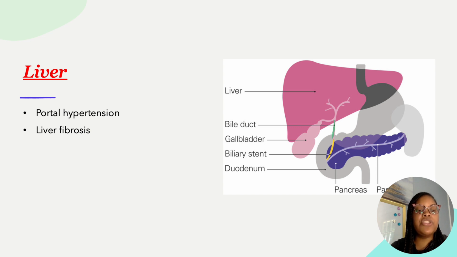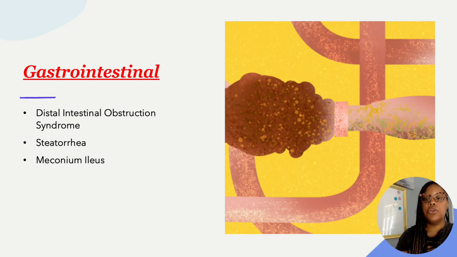So this inflammation in the liver can lead to portal hypertension. There will start to be scarring of the liver, which is cirrhosis, which can cause an increased pressure in our portal veins, which leads to enlarged blood vessels and enlargement of our spleen. So we can see portal hypertension and liver fibrosis in patients with CF. So now let's discuss the GI system.